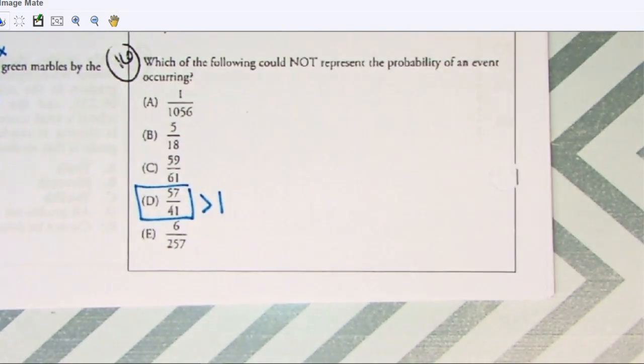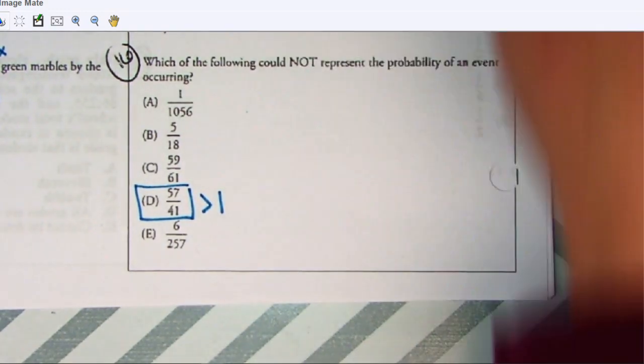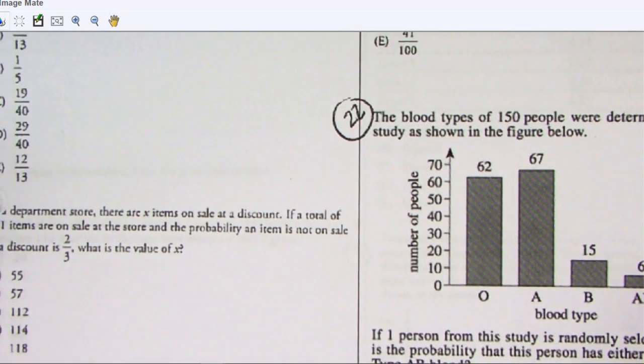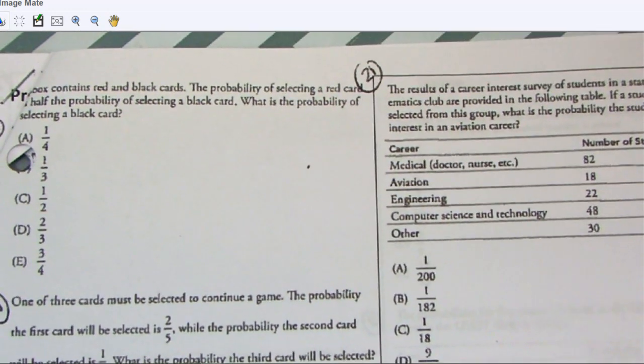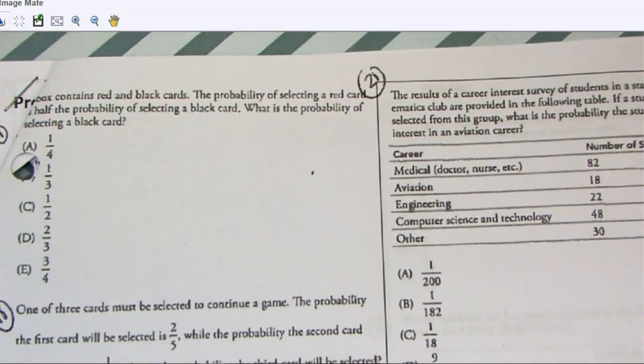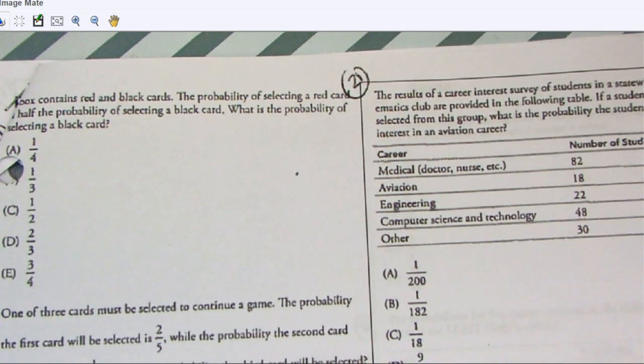Probabilities must always equal 1, which is why 16 is definitely out because it is over 1. All right, next one, number 17. 17 says a box contains red and black cards. The probability of selecting a red card is half the probability of selecting a black card. What is the probability of selecting a black card?